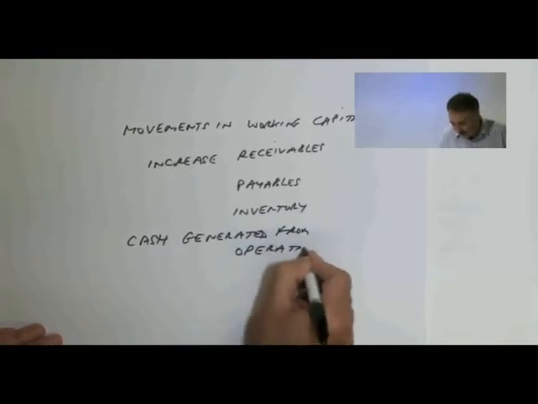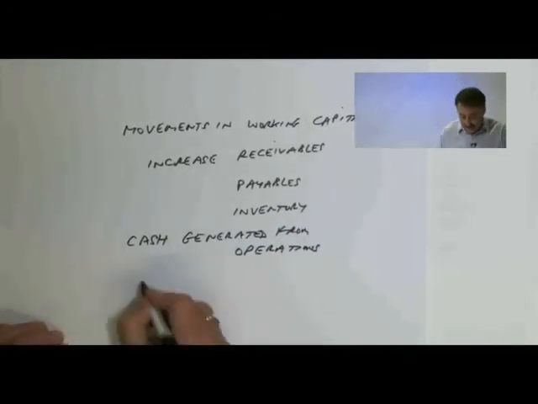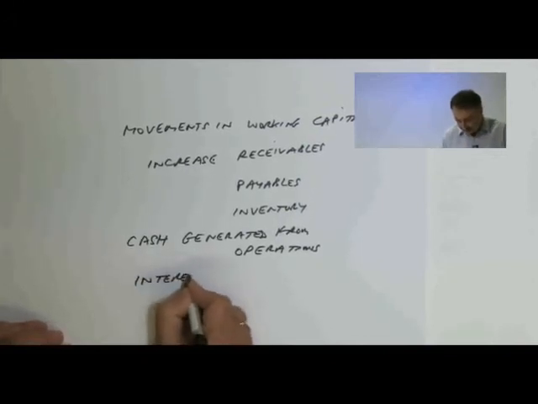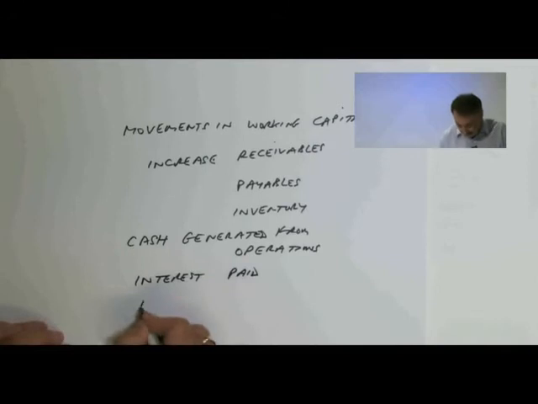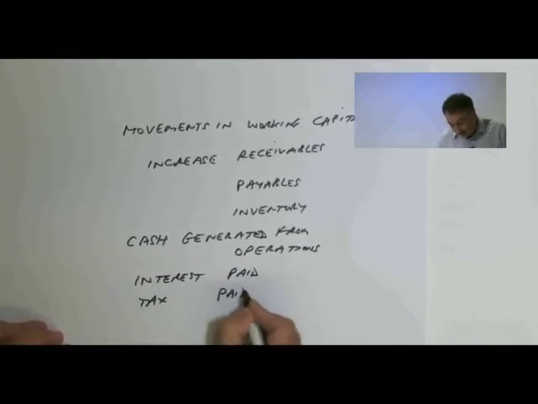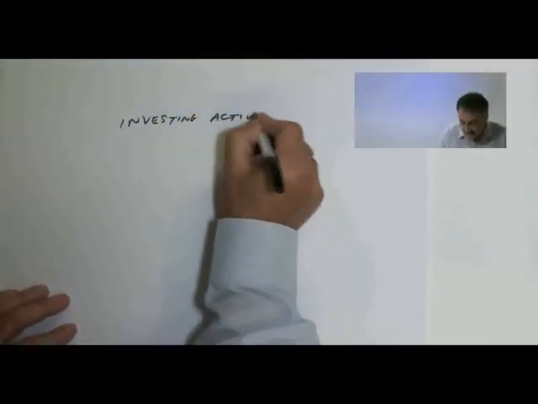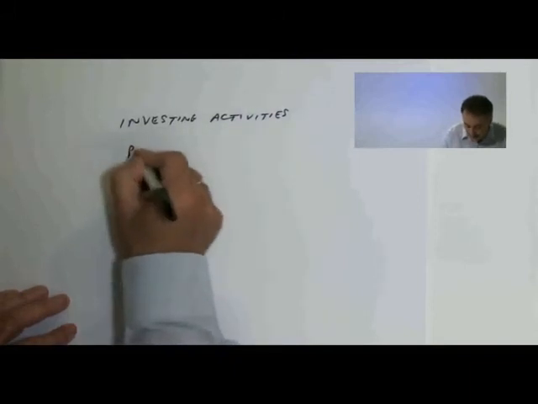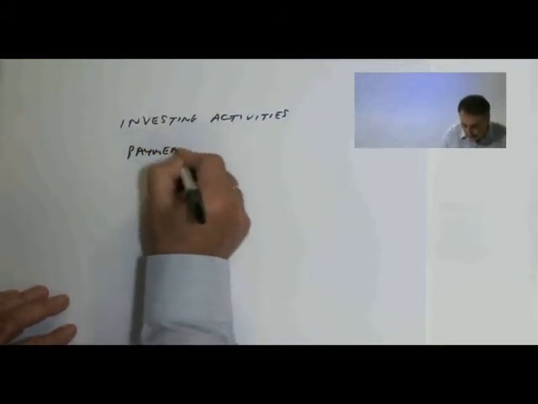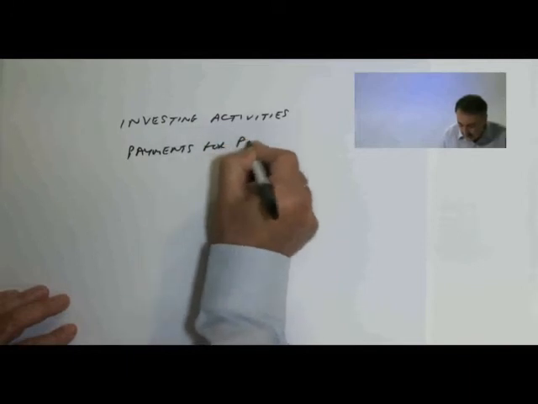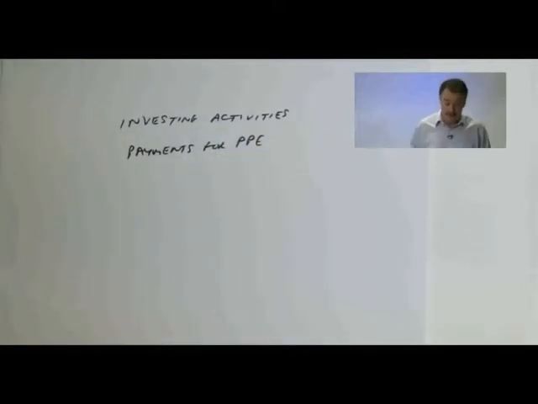Cash generated from operations, and then we're going to show our interest paid and our tax paid. Now remember, this is just a pro forma. We're going to fill in this information based on the information in the question. We're also going to have our investing activities. Typically in our investing activities, we will have payments for property, plant and equipment. And I'll just abbreviate there, I'll put in PPE for property, plant and equipment.